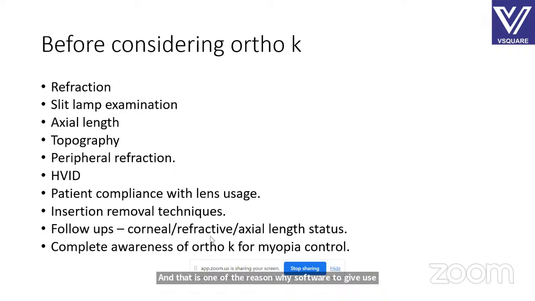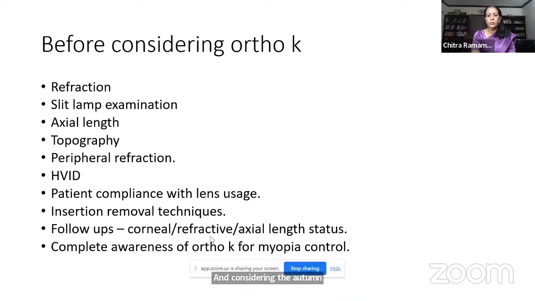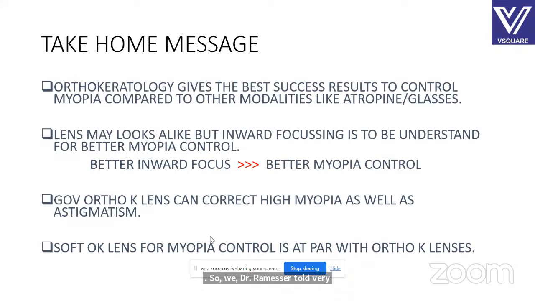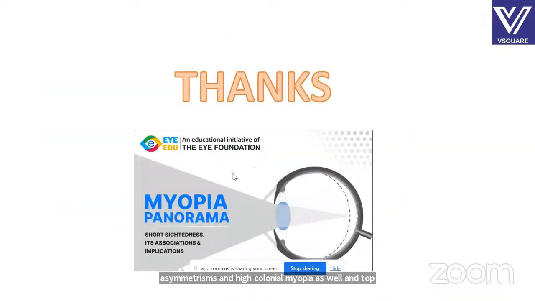And considering the ortho-Ks before starting, Dr. Ramesh sir told very well about the considerations. So I'm just wrapping up, and the take home message is to take on ortho-K, because it gives much better results compared to your atropine and glasses. The concept is better inward focus, a better myopia control. And GOV ortho-K lenses can correct high astigmatism and high corneal myopia as well. And soft ortho-K lens is available in the market, which is as good as your ortho-K lenses. Thanks a lot. Thank you.